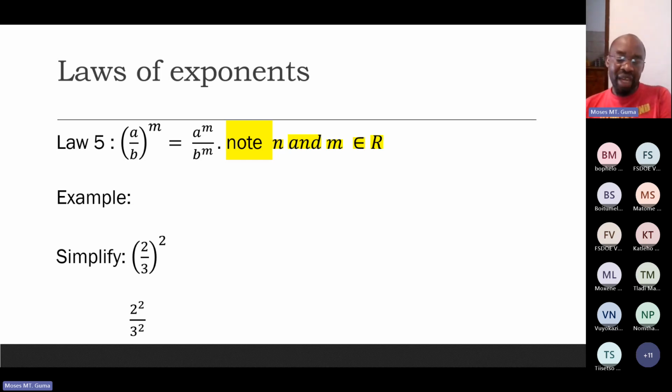Beautiful. Let's look at the example. Now I'm giving 2/3, which are raised to power 2. How do I simplify that? Look at your law there. Please follow your law. Your law says that it should be 2 to power 2 and 3 to power 2. You multiply each of the exponents by exponent 2.